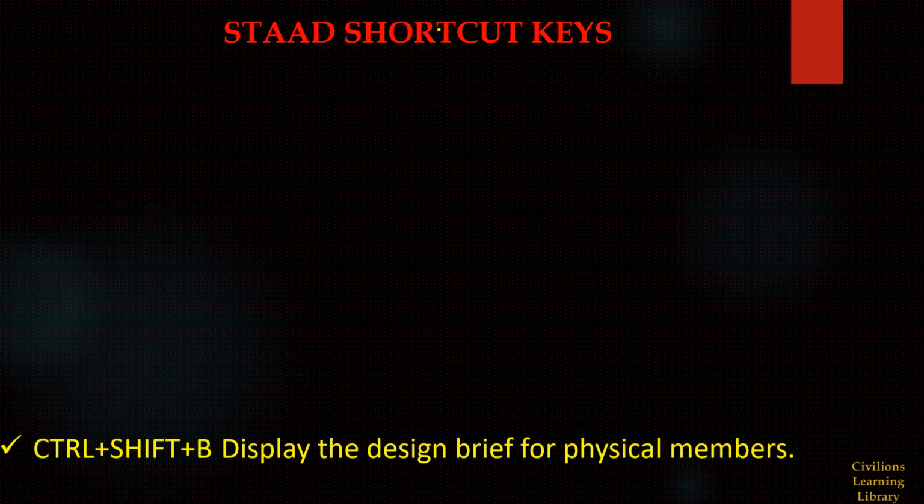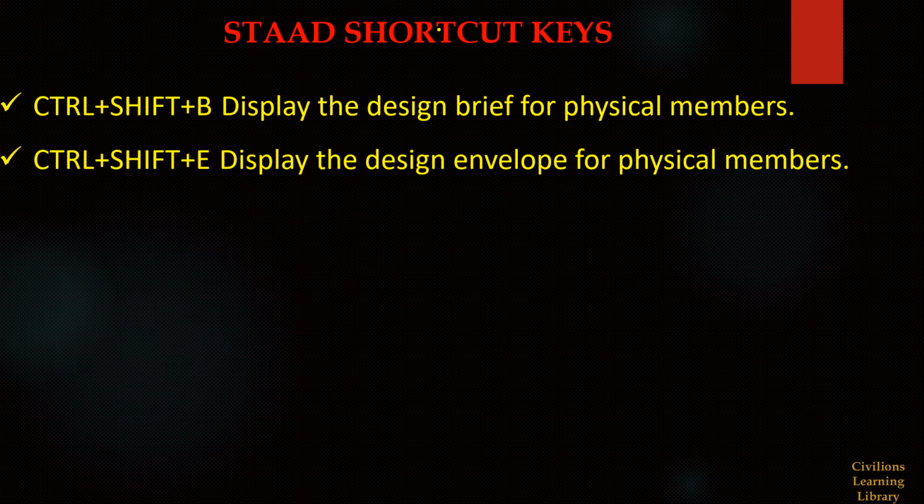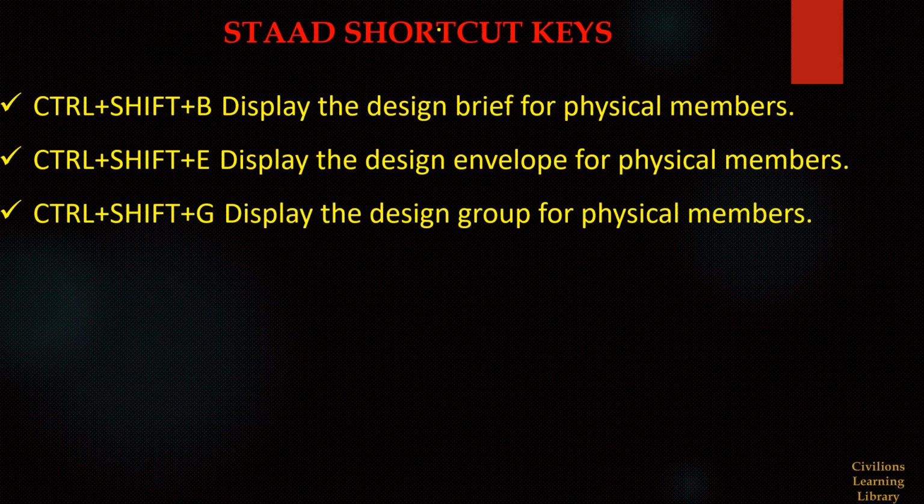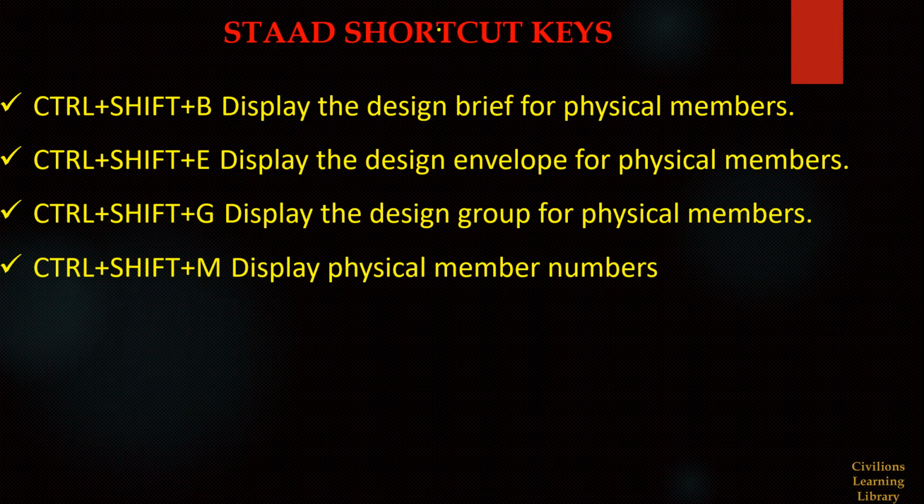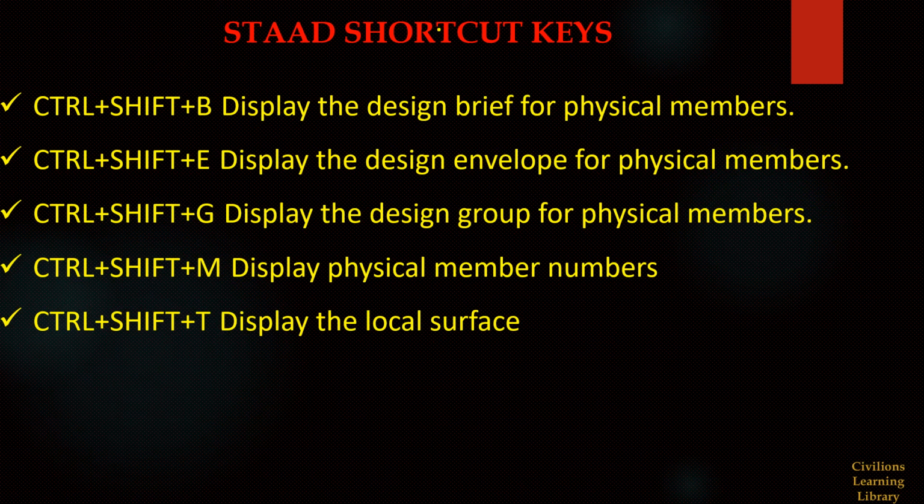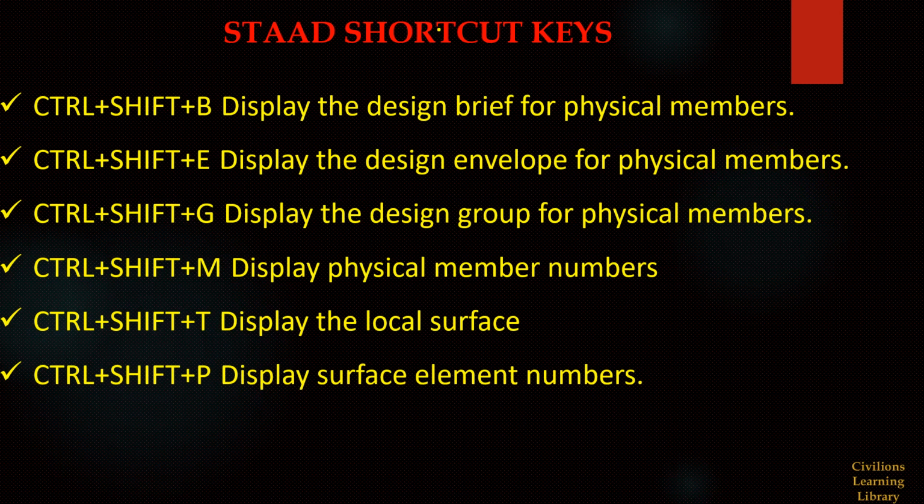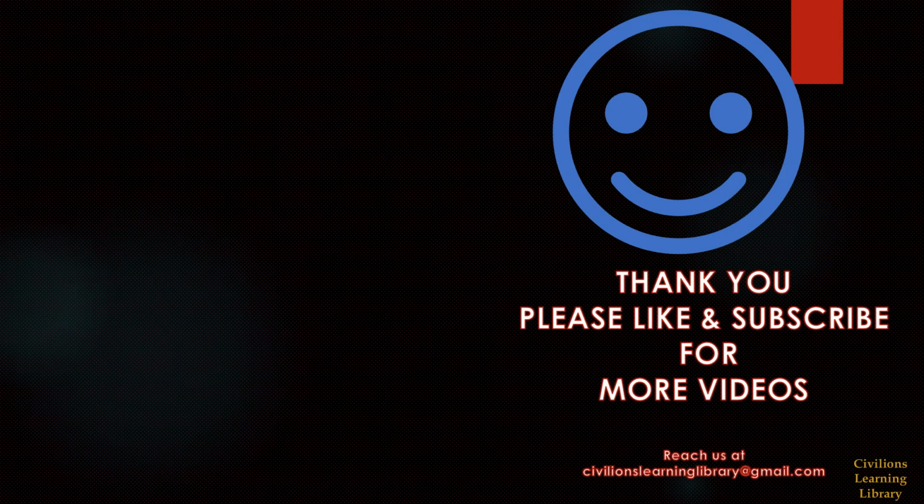Control plus Shift plus B is used to display the design grid for physical members. Control plus Shift plus E is used for the design envelope for physical members. Control plus Shift plus G is used to display the design group for physical members. Then Control plus Shift plus M is used for physical member numbers. Control plus Shift plus T is used to display the local surface. Control plus Shift plus P is used to display the surface element numbers.